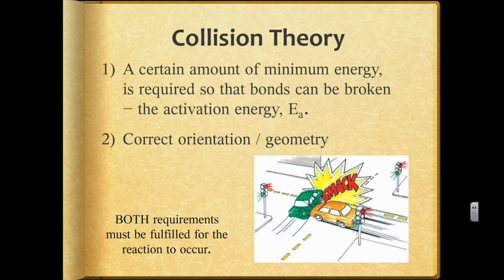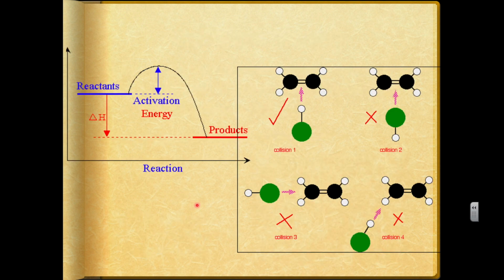Now there's two parts of collision theory. The first part is that all molecules must react together with a minimum amount of energy, and we call this the activation energy. And it is absolutely required. And they also must have the correct orientation or geometry. Both requirements must be fulfilled for this to happen.